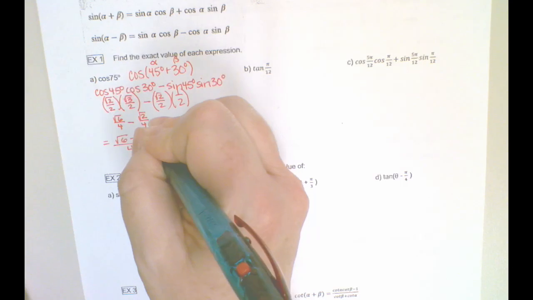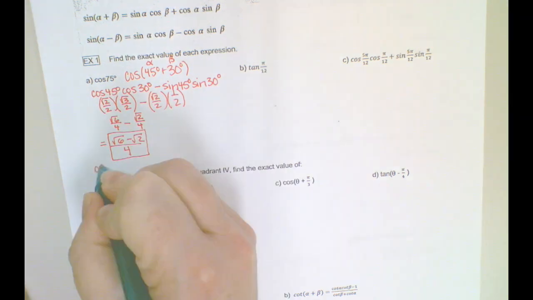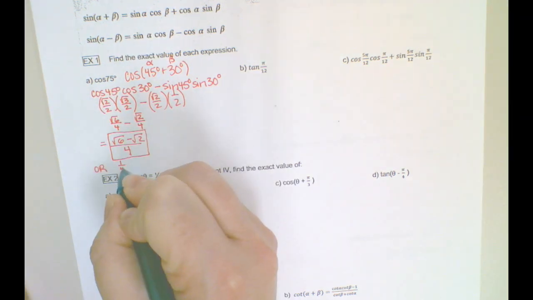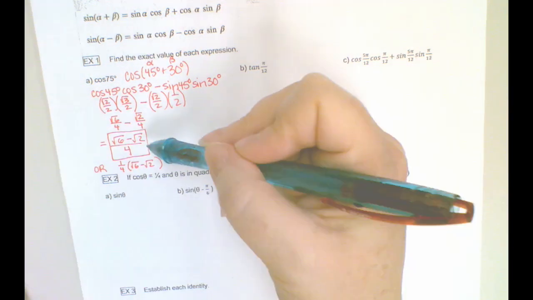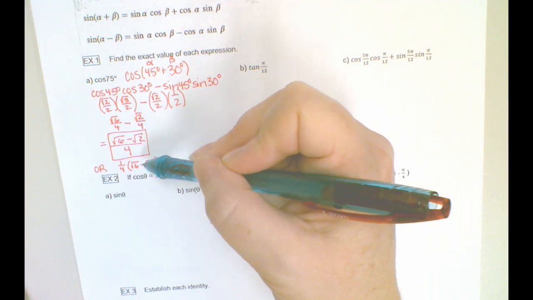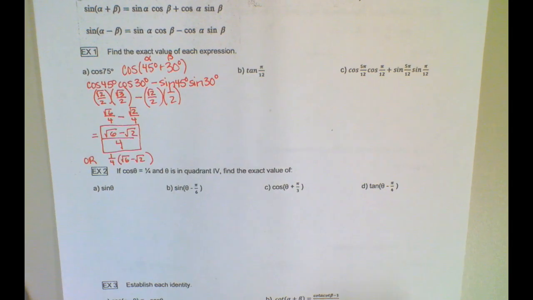Sometimes, like when you're checking answers in the back of the book, you might see them write it with a 1/4 out in front and something like this. This answer is totally acceptable, but just so you realize that those two things are equivalent, they might write it a little bit differently when you're checking an answer.